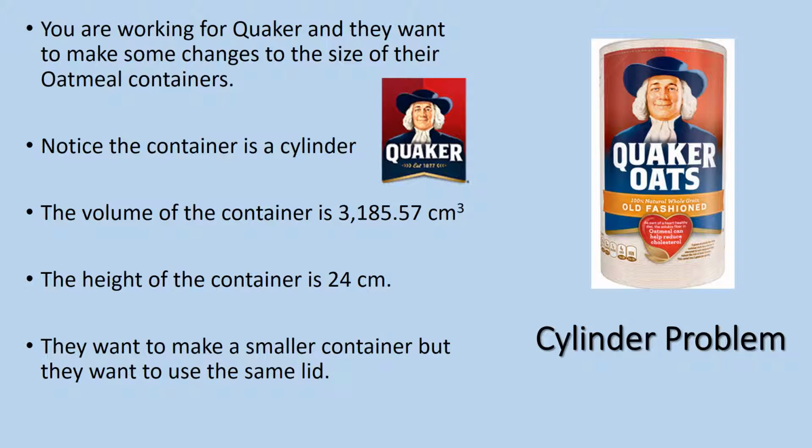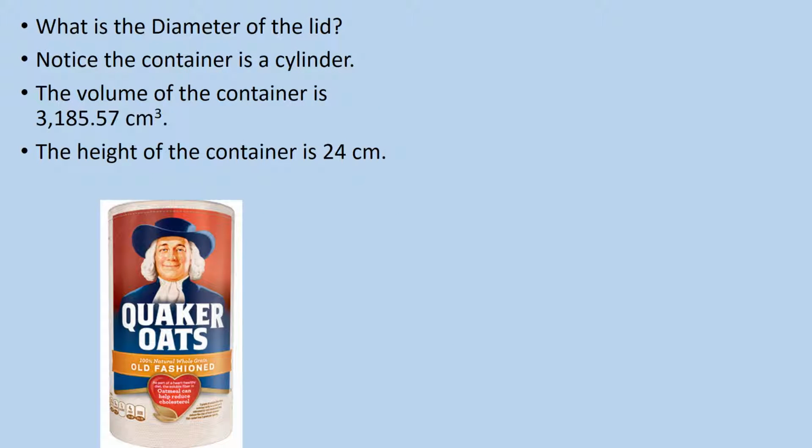You are working for Quaker, and they want to make some changes to the size of their oatmeal container. Notice the container is a cylinder. The volume of the container is 3,185.57 centimeters cubed. The height of the container is 24 centimeters. They want to make a smaller container, but they want to use the same lid. What is the diameter of the lid?